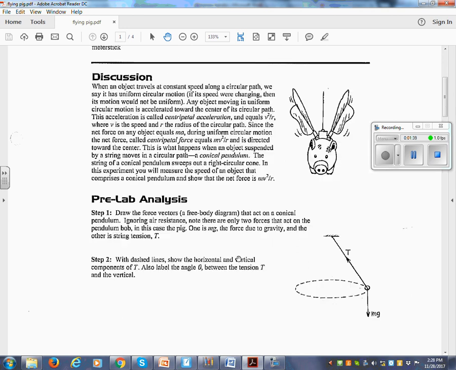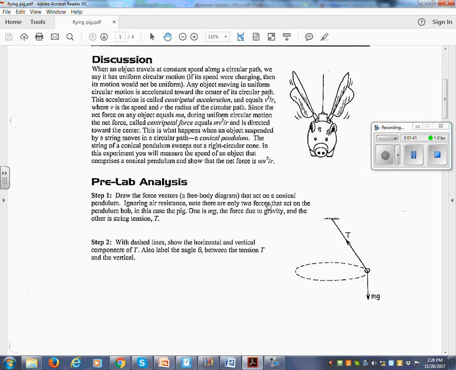Okay, so pre-lab analysis. Draw the force vectors, a free body diagram, that act on a conical pendulum. Ignoring air resistance, note there are only two forces that act on the pendulum bob. In this case, the pig.